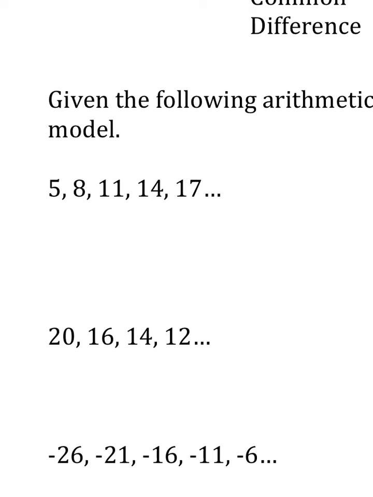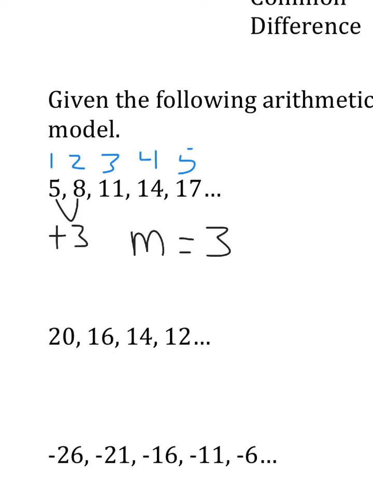If we have 5, 8, 11, 14, 17, looks like we're going up by 3 each time. We're adding 3. So that means our common difference, which now I'm going to call m, is equal to 3. And if we're thinking about what our zero term is, this 5 is our first term, and then we have 2, 3, 4, 5. Those are all of our terms.